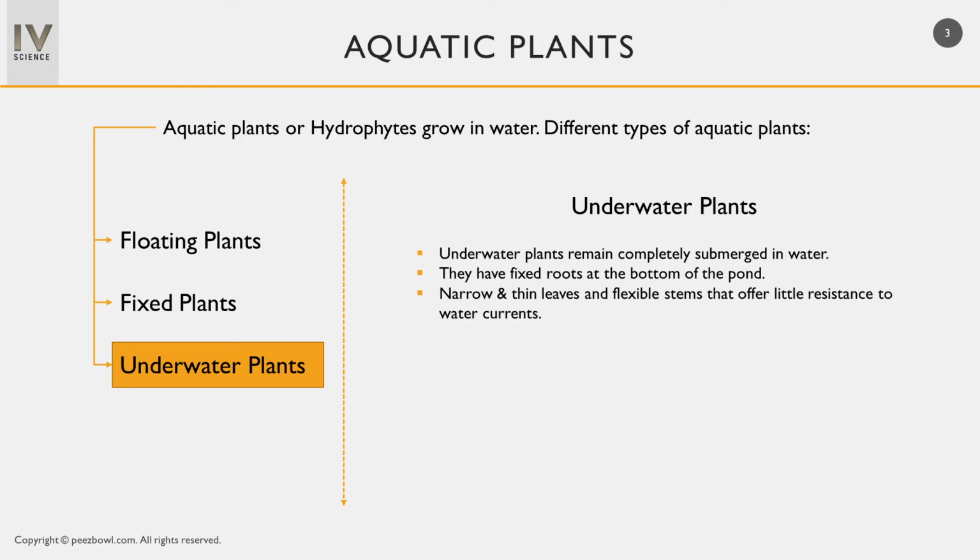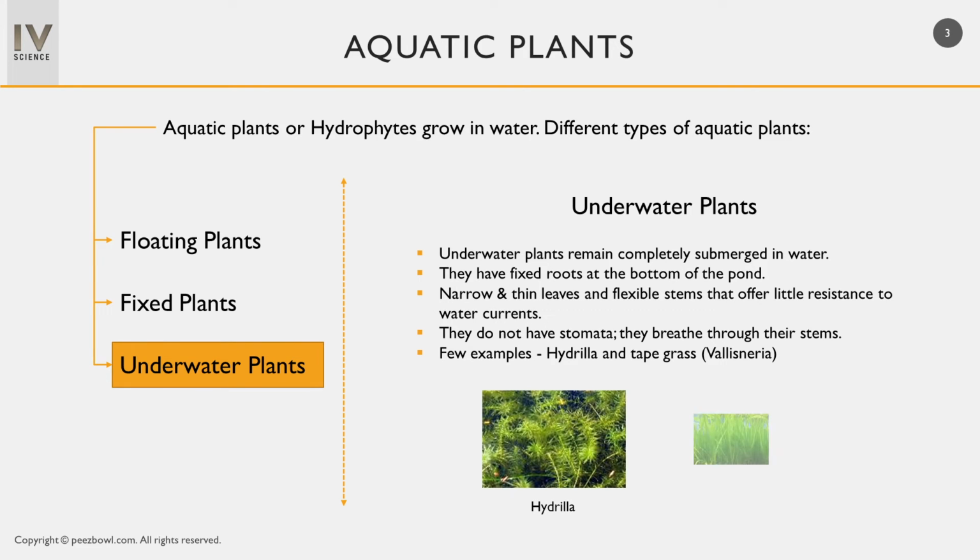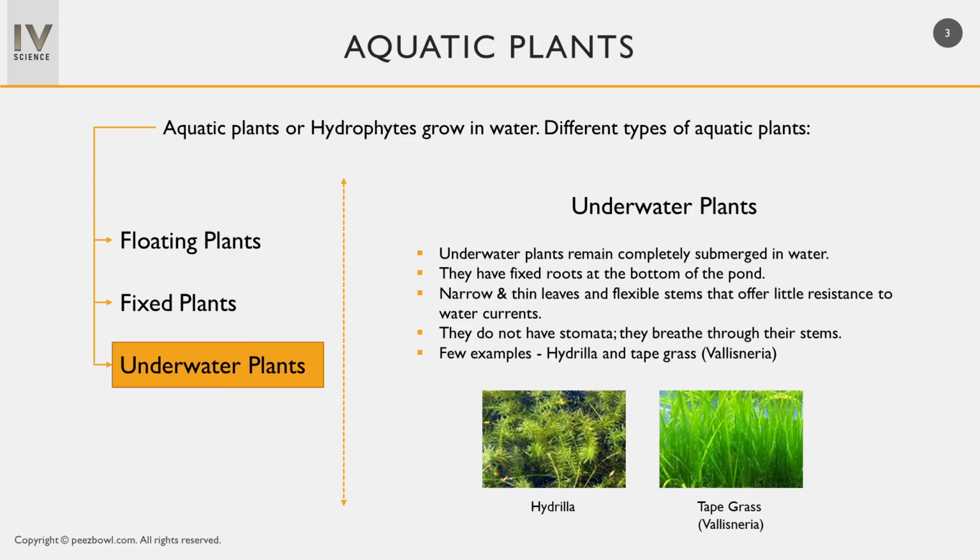They have flexible stems that offer little resistance to the water currents. These plants do not have stomata. They breathe through their stems. Hydrilla and tape grass, which is also known as Vallisneria, are underwater plants.